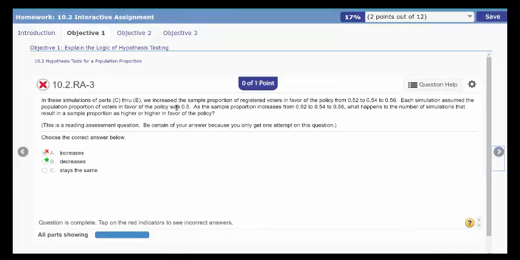Okay, here. In this simulation of parts C through E, we increased the sample proportion. You see, we went to 260 out of 500, then we went to 270, and we went to 280. What happens to the number of simulations that result in a sample proportion as high or higher in favor of the policy? Did you notice that out of 1,000 we had first time 200 samples, next time we had 40 samples out of 1,000, last time we had 5. So what happens to the number of samples? It decreased. So you know the answer to this one.